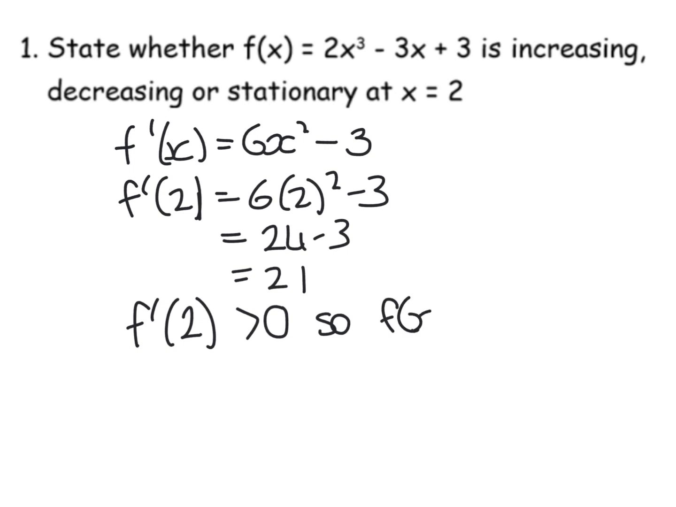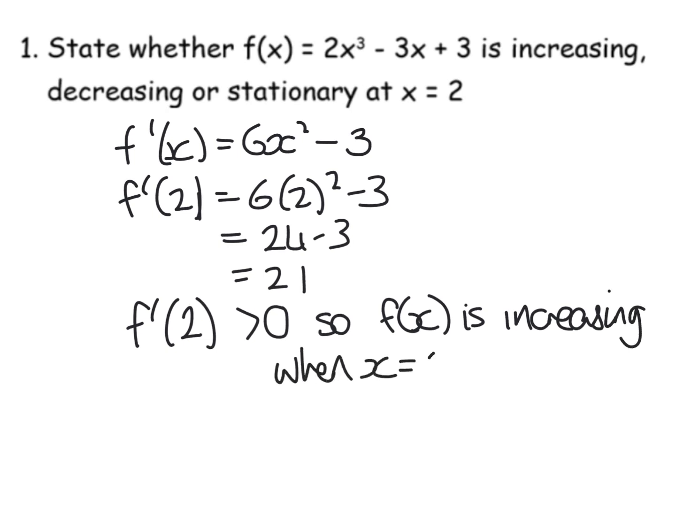So I'm just going to write f of x is increasing when x equals 2. Remember, if that had come out as less than 0, I would have said decreasing, and if it had come out as 0, I would have said that it was stationary.